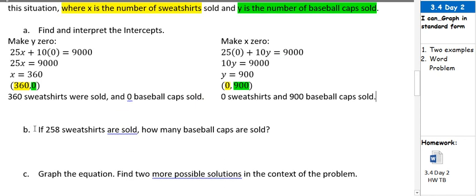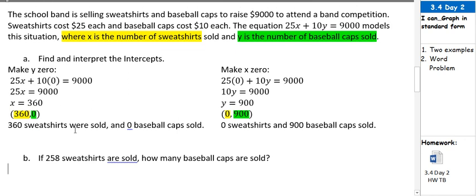Here, B says if 256 sweatshirts are sold, how many baseball caps are sold? Well, that's pretty easy if you remember what X represents and what Y represents. This is saying 256 sweatshirts. Sweatshirts is an X value. So I'm going to highlight that in yellow so remember that's our X. How many baseball caps? That's what we need to figure out.